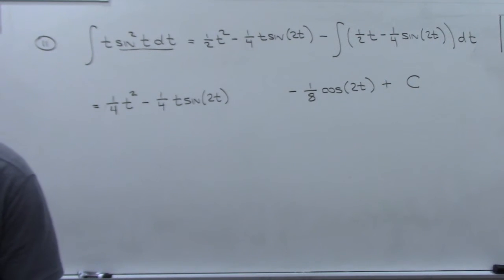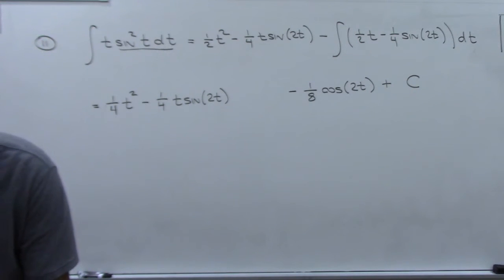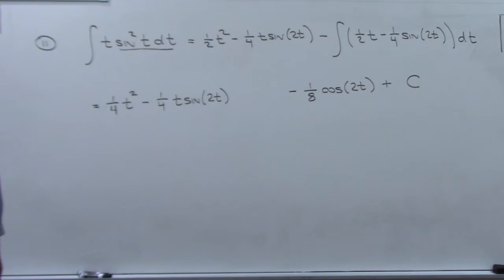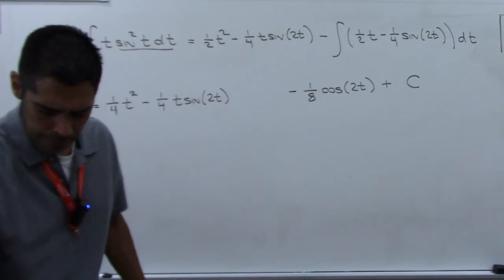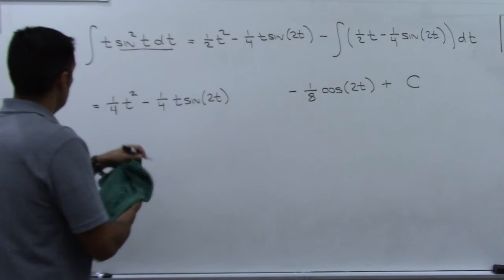I'm actually going to look at this one in the book, see if it looks the same. 1/4 t squared minus 1/4 t sine 2t minus 1/8 cosine 2t. All right, looks good. All right, what's next?